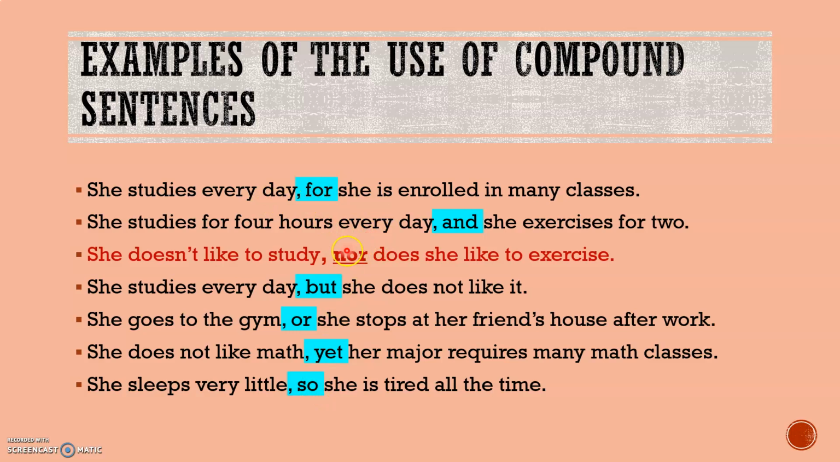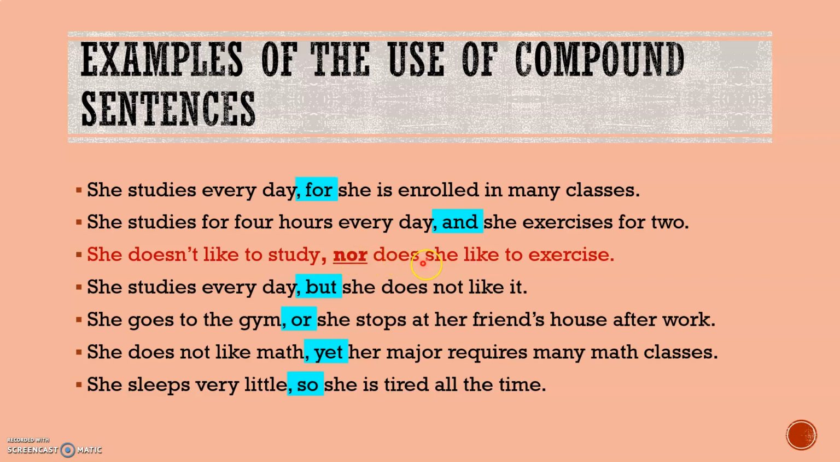The one I'll focus on here is one of the more unique ones, which is the one in red. She doesn't like to study, nor does she like to exercise. So this is a unique way of forming this compound sentence. It has 2 negative statements. The first one is she doesn't like, and the second one, nor does she like. So nor makes the second part, or the second independent clause, negative.